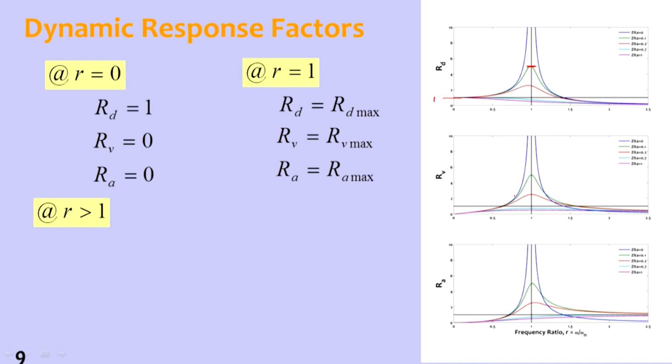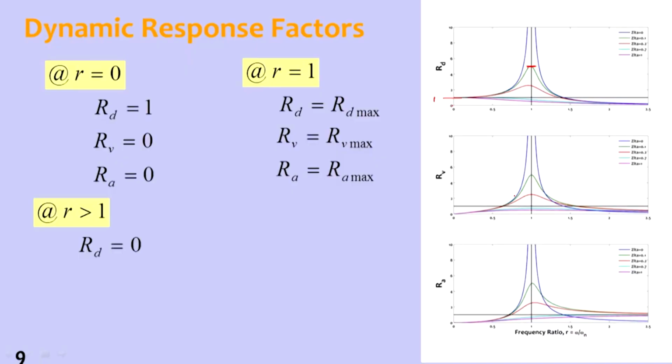And when the R value is much greater than 1, say R is 10, 20 something like that, what happens is Rd goes to 0. You can see here, at larger values Rd goes to 0 and Rv also goes to 0 and then Ra is equal to 1. So we can clearly see that at lower values Rd is sensitive, at higher values of frequency ratio Ra is sensitive, and at resonating frequencies Rv is sensitive.